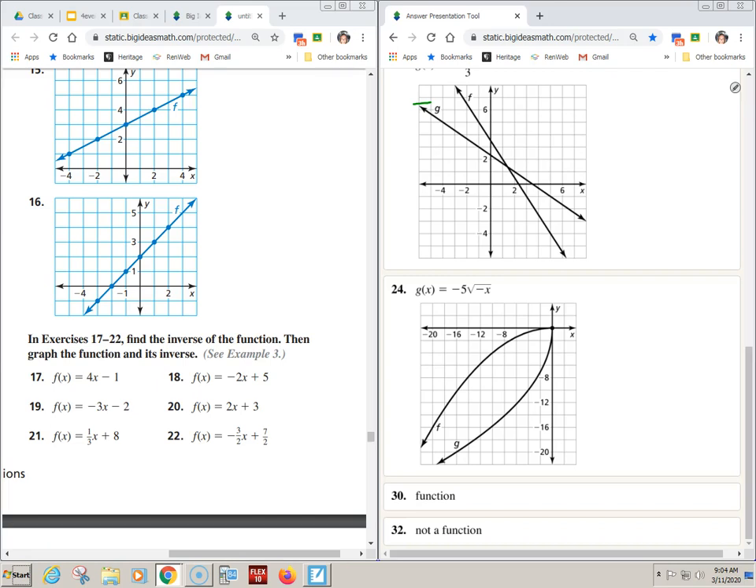Number 30 is a function and number 32 is not. Now guys, I have the problems right over here on the side. Is there anything that you want to look at? The ones that are finding the inverses?